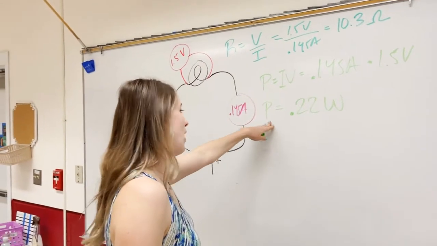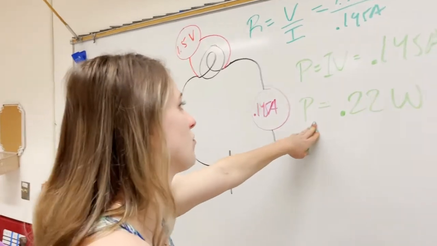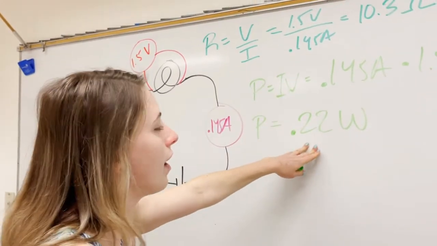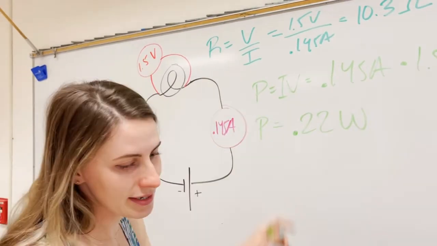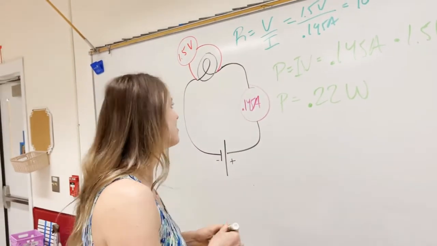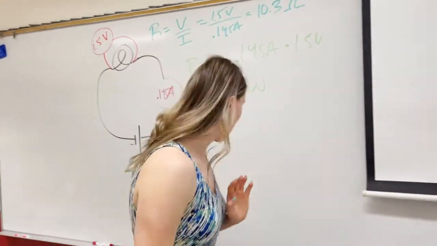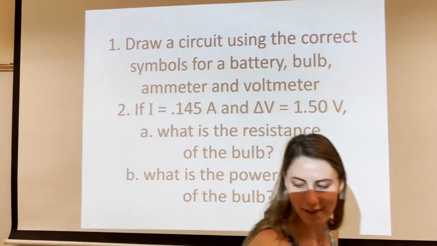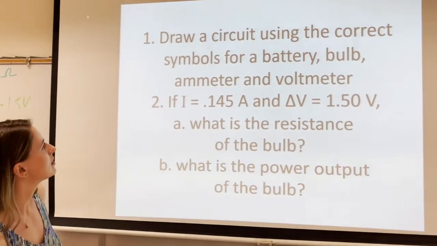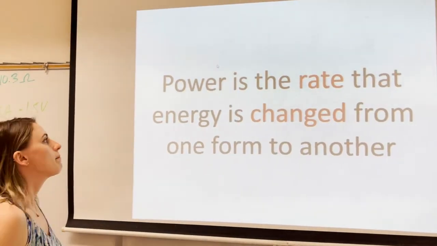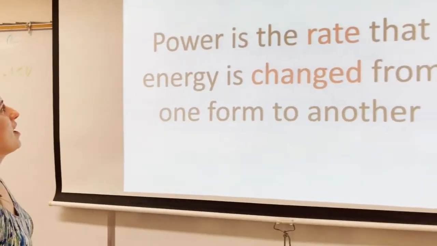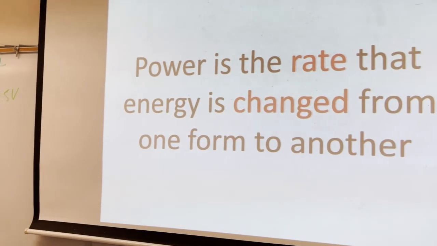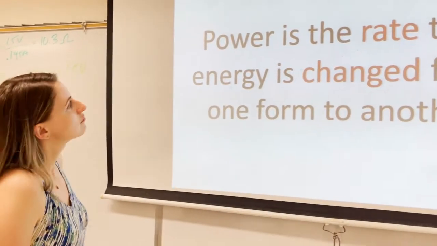So don't forget, power is brightness, how bright something is, right? So we can compare brightnesses by looking at the different powers that we have. And pay attention to the two players that are involved with power. Okay, power. Power is the rate that energy is changed from one form to another.